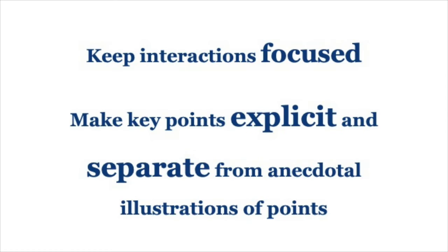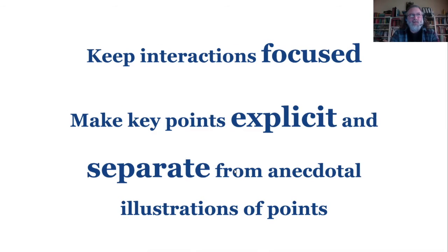The next tip is to keep interactions focused, make key points explicit and separate from anecdotal illustrations of points. One of the problems that autists have with cognition is separating the forest from the trees. We can't see the bigger picture because all of the details getting in the way.